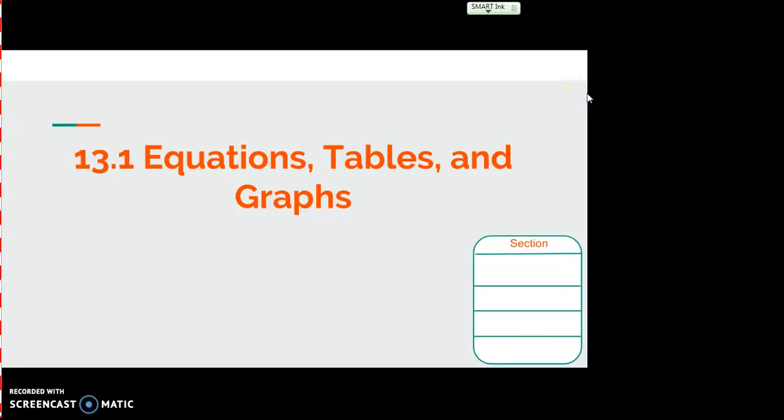Well, hello, 7th graders, and welcome to 13.1 Equations, Tables, and Graphs. You will need some graph paper for this section, so go see my side counter there to get those items. We will be, like the title says here today, writing some equations, creating and setting up some tables based off those equations, and then graphing the equations and the tables.